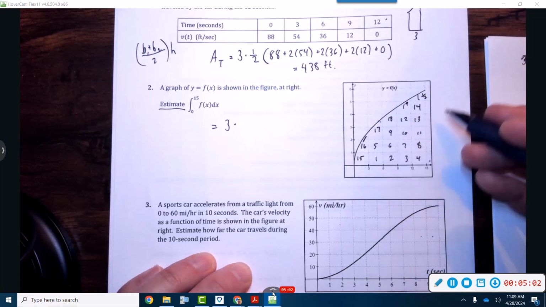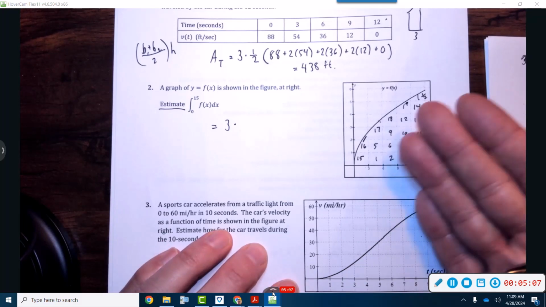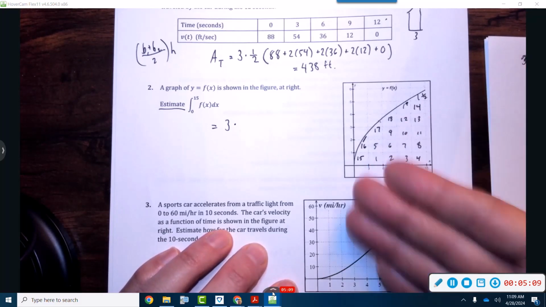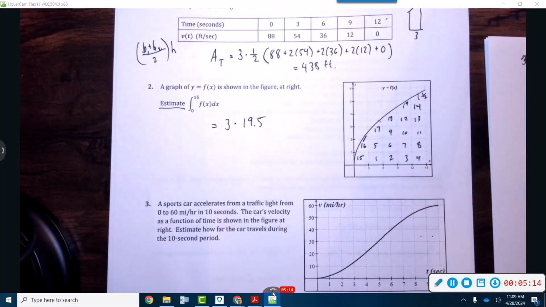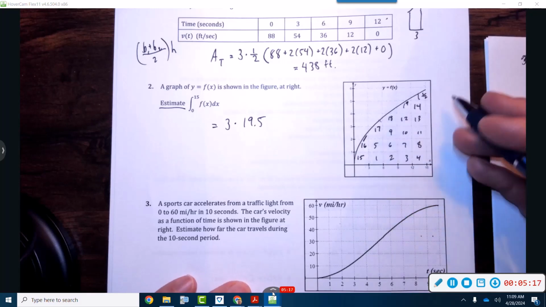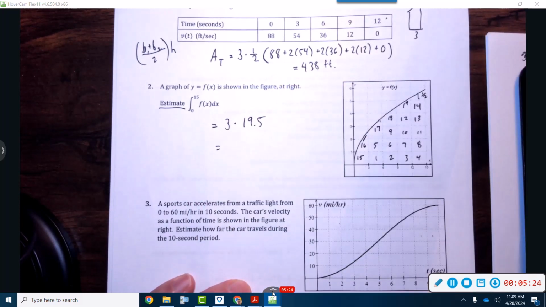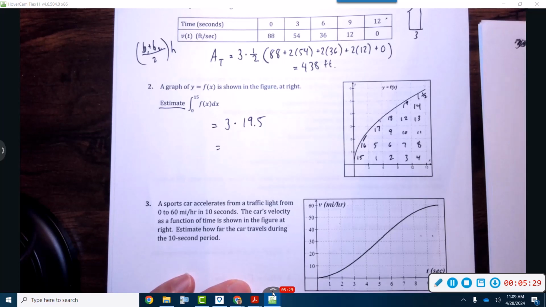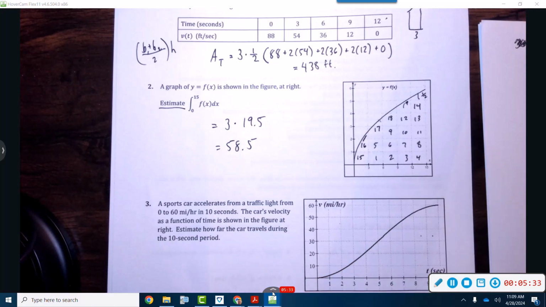So again, if you were off by a half or maybe even a full one, I could understand because you can just count. There's nothing else to go off of. So I'm going to say that I've got 19 and a half squares here, and actually technically they're rectangles because they have a width of 3. I'm not going to do this in my head because it is early Sunday, and I've got 58.5. We don't even know what it's measuring, but we do know that that's the area, 58.5 square units.